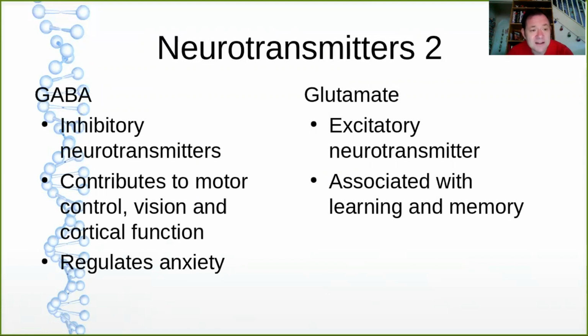Okay, GABA. GABA is an inhibitory neurotransmitter. It contributes to motor control, vision, and cortical function. And it regulates anxiety, calms us down. So parasympathetically. Glutamate. Glutamate is an excitatory neurotransmitter associated with learning and memory. Some people take supplements of glutamate to try and help with studying. The evidence as to whether that works or not is a bit flaky, but glutamate itself is involved with learning and with memory.